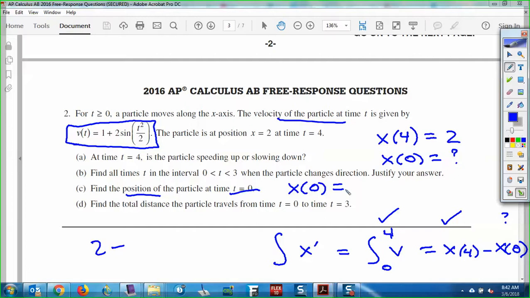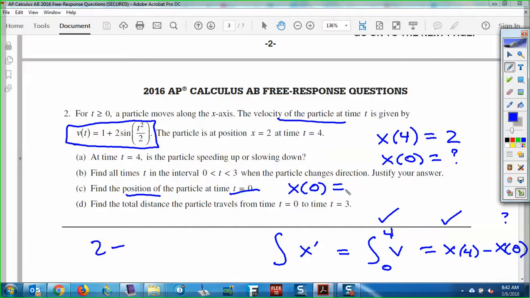What do you get? So do the integral of V, this right here, from 0 to 4, and then just do 2 minus that. Or just type it that way the whole time, right? Because that's what we're trying. We're trying to find x of 0.